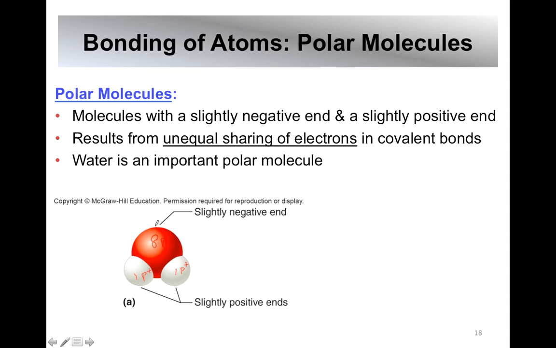But what this creates is oxygen with 8 positive charges, but usually 10 negative charges. So oxygen is going to be slightly negative because it has more electrons than it does protons. And the hydrogens are going to be a little bit positive because they're going to have one proton all the time, and sometimes they don't have any electrons.